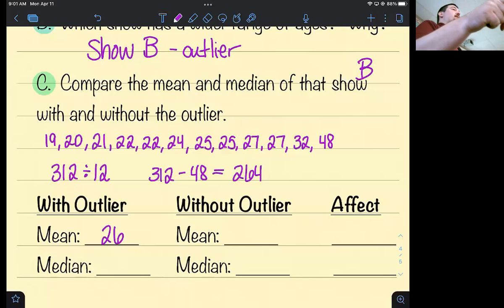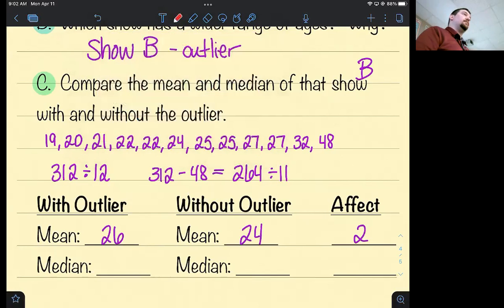Also, there are 11 numbers instead of 12 if I don't include the outlier. So Ella, what's 264 divided by 11? 24. And that's a change of how many years? Not including the outlier brought our average age down by 2 years because of the 48-year-old. I'm not saying there's anything wrong with 48-year-olds, but it was a bit different to see them on show B, right? All right, now for the median.